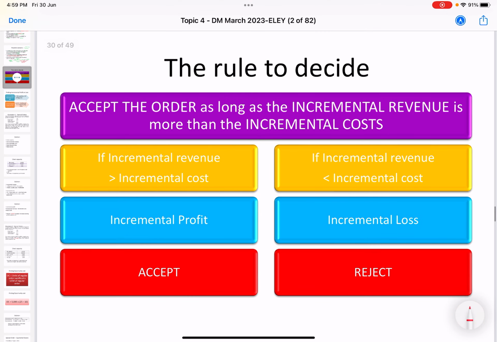Okay, in deciding, it's quite simple actually. We accept the order as long as the incremental revenue is more than the incremental cost. This is a simple revenue minus cost idea. Okay, so if revenue is higher than cost, then we say it's profitable. If the revenue less than the cost, then we say it's making a loss. So if it is profitable, accept. If it is getting a loss, we reject.